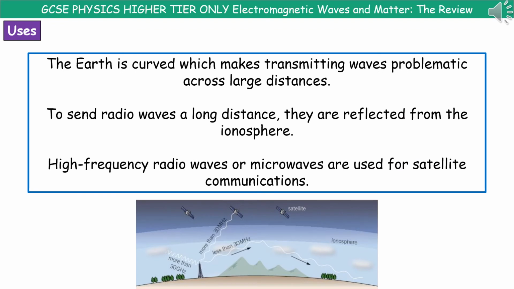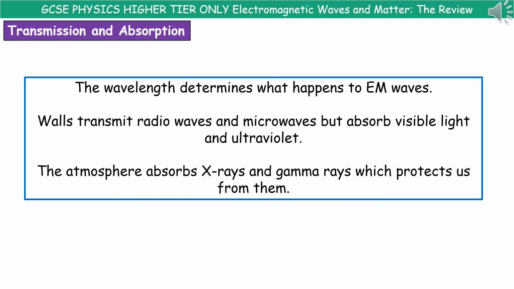So one of the things we can actually do is use our knowledge of the behaviour of waves to actually solve a problem. Because the Earth is curved, it means that transmitting waves across large distances is problematic to us. So in order to send radio waves a long distance, we reflect them from the ionosphere, which is a layer in the atmosphere. High frequency radio waves or microwaves, we use those for satellite communications, and they pass up into the actual orbit where the satellite is held, and then they get bounced back down.